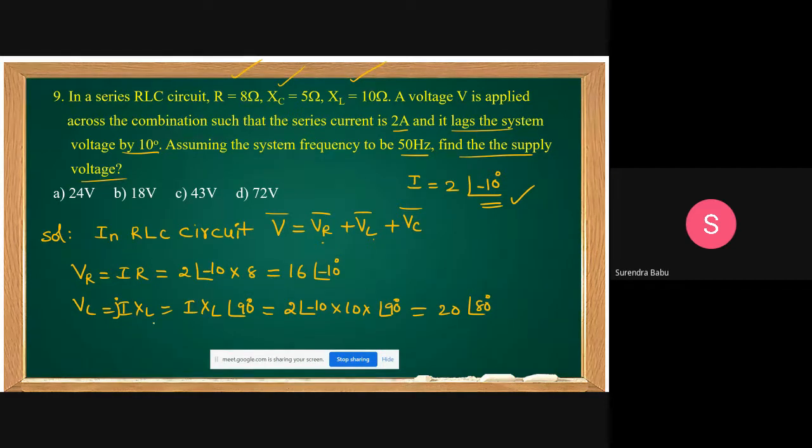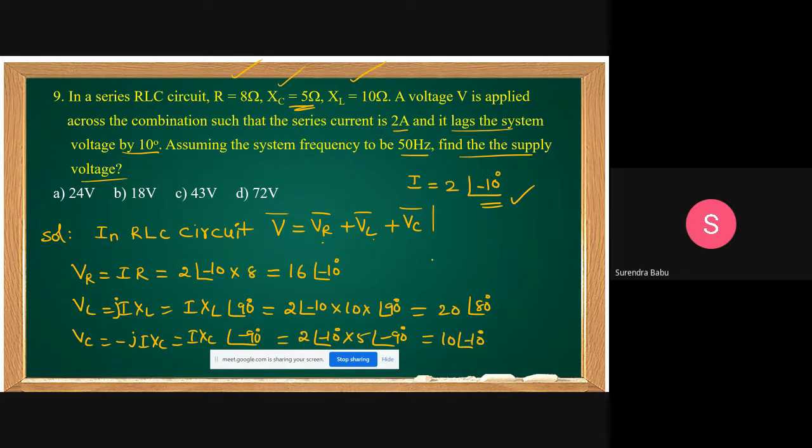Then I am calculating VC. VC is minus j I into XC, that is I into XC at angle of minus 90. All these formulas are already given, students. I is 2 at angle of minus 10 degrees. XC is 5 at angle of minus 90 degrees. This is 10 at angle of minus 100 degrees.